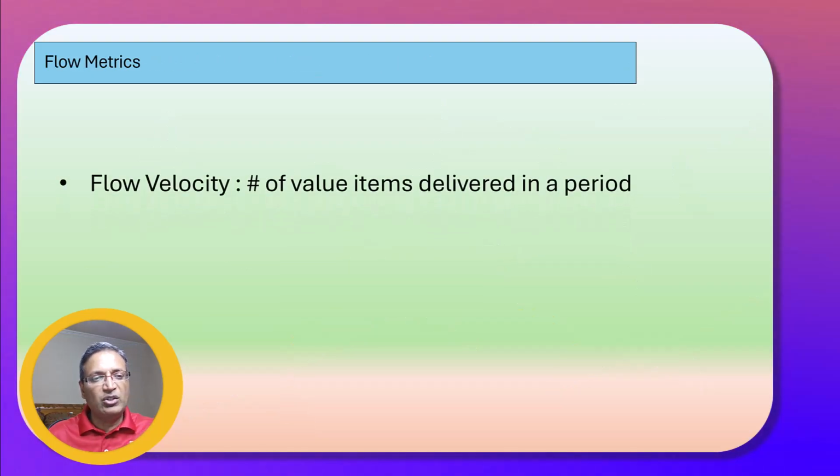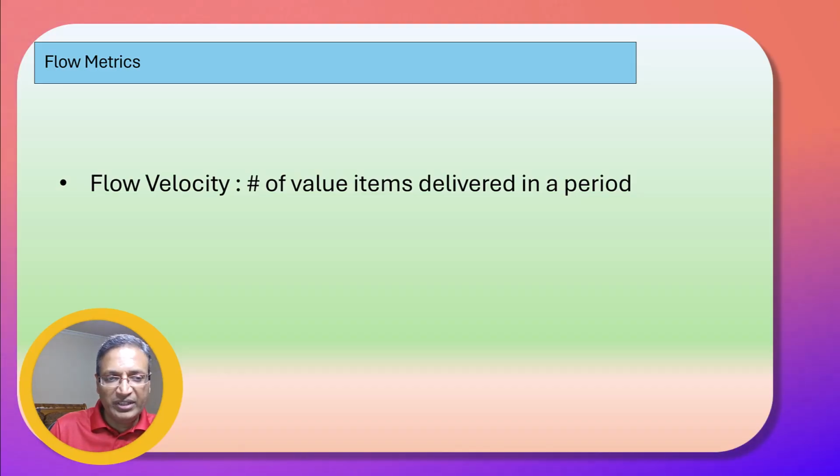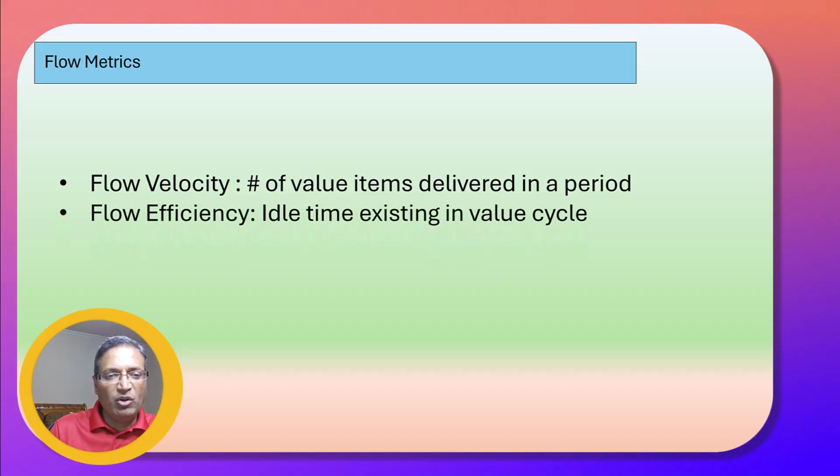So flow metrics consist of five major metrics. The first one is flow velocity. Flow velocity is the number of business value items that are delivered in a specific period. It could be a sprint, it could be a PI, it could be for a team, for a release train, for a department, or for a portfolio or enterprise. So flow velocity is just that: the number of value items delivered in a period.